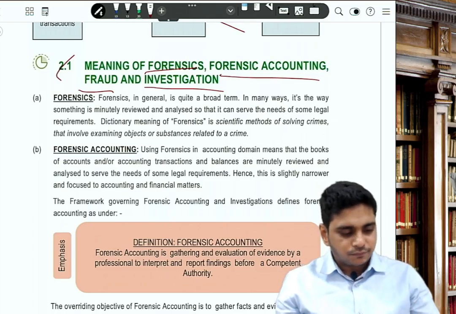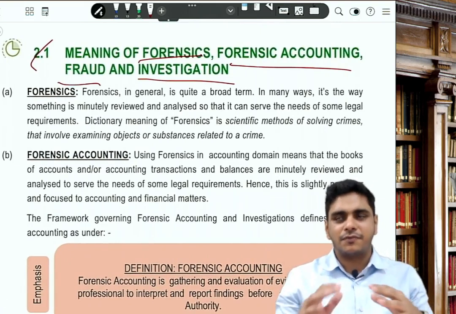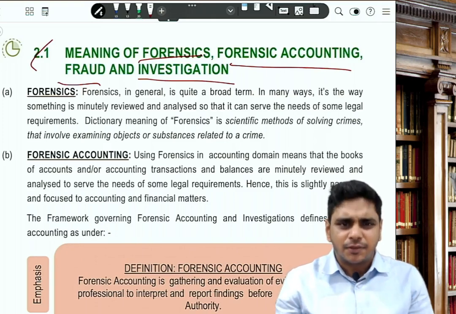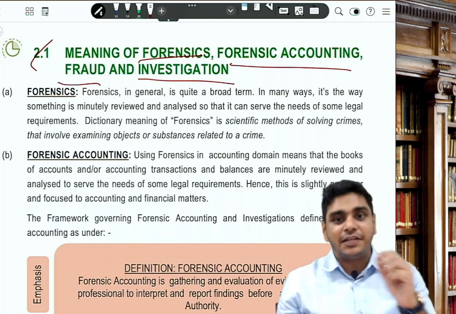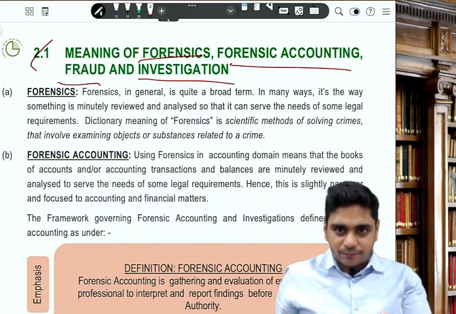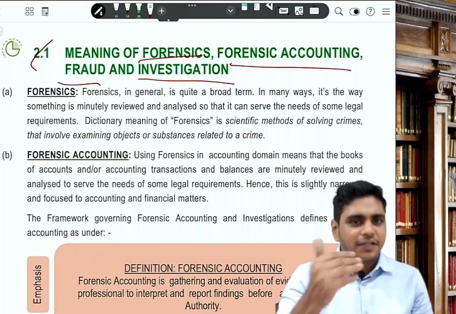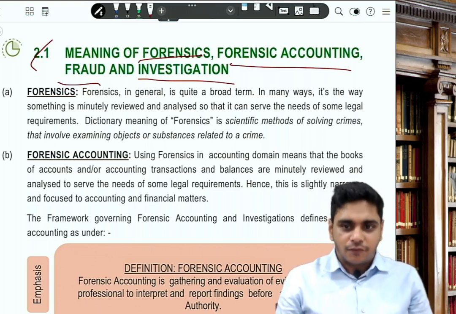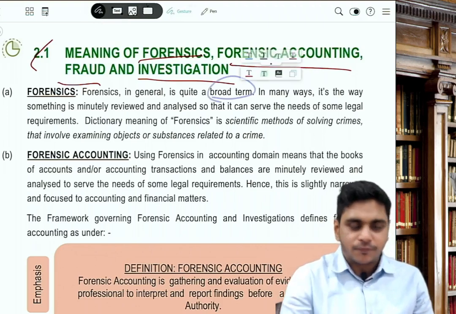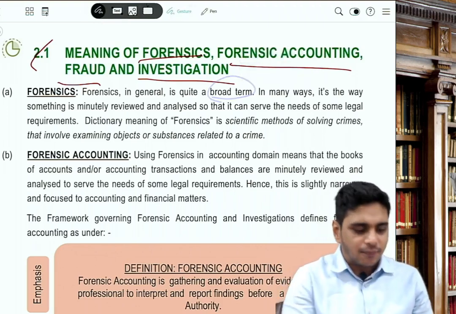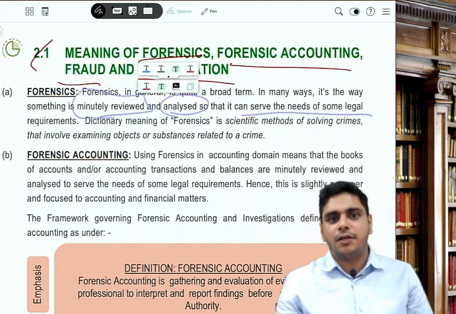Now forensics, if you see the word, is basically testing, checking something as per the law. So here you have to look up to a word called scientific method. When you solve a crime, whether it's a murder, dacoity or a financial fraud, the way to solve it scientifically is called forensics. So forensics in general is a quite broad term. In many ways, it's a way something is minutely reviewed, that is checking in detail and analyzed so that it can serve the need of some legal requirements.